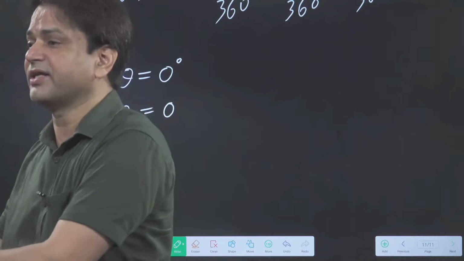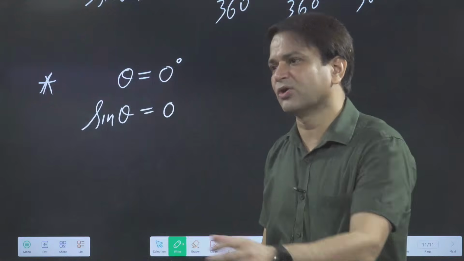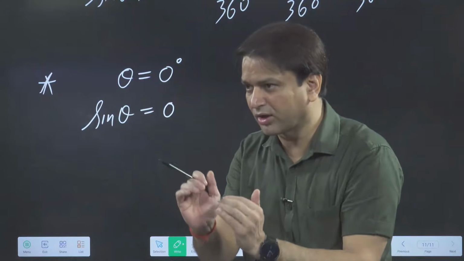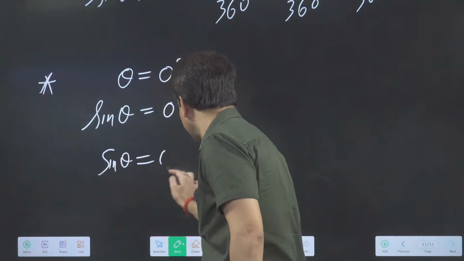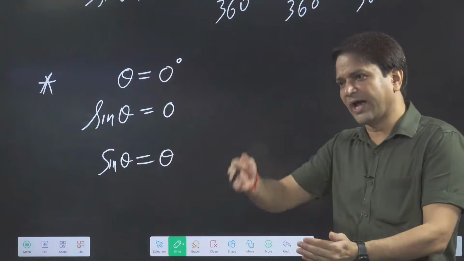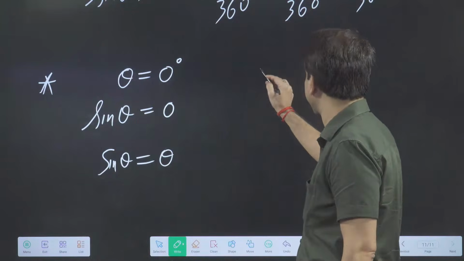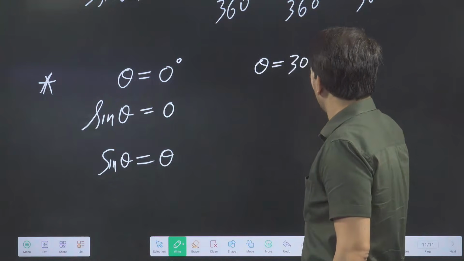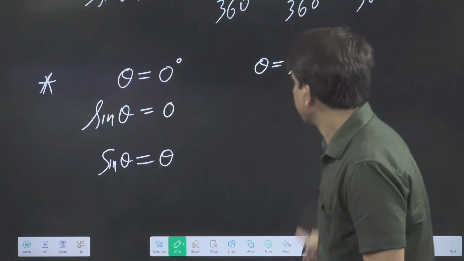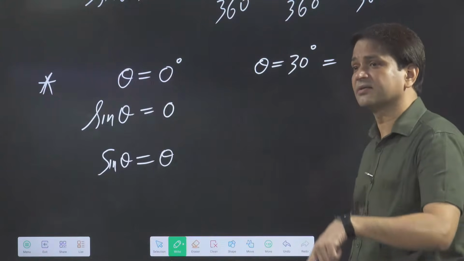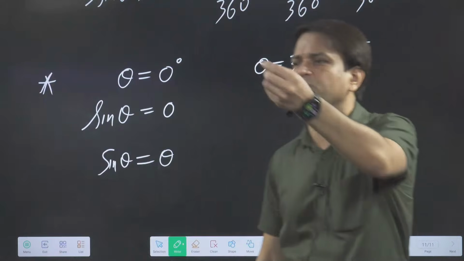What I said: when theta is small, sine theta can be taken as theta. Now I took theta as 0, then sine theta is also 0. So both are exactly equal, so I can say sine theta is equal to theta. Now slowly I am increasing the value. I will use only those values which you know. Now suppose theta is equal to 30 degree. Then 30 degree is equal to how much radian? 30 degree is pi by 6 radian. You can convert also: 30 times pi by 180.